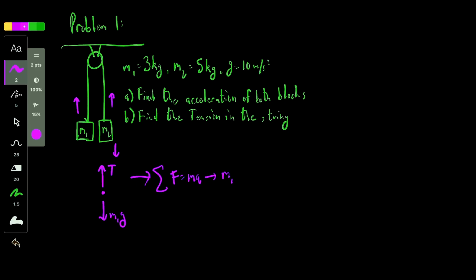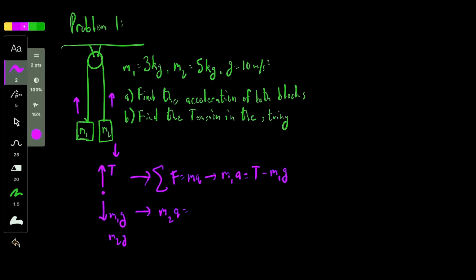So m1 times our acceleration is equal to our tension minus m1 times our gravitational acceleration, as this is our net force. Now if we draw the same thing for number 2, where instead of m1g, this will be m2g, that means that m2 times the acceleration.